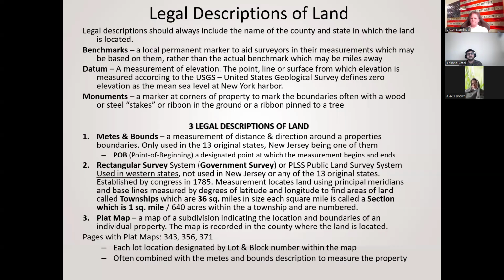So, how big is a township? 36 square miles. And how big is a section? 1 square mile. And a township could also be referred to as 6 miles squared. Okay, so a township is 36 square miles or 6 miles squared.